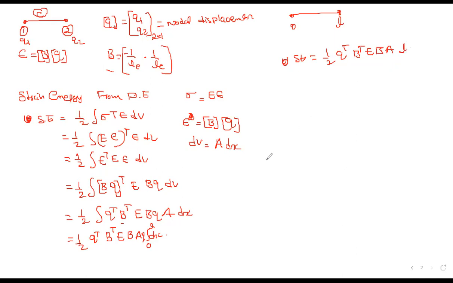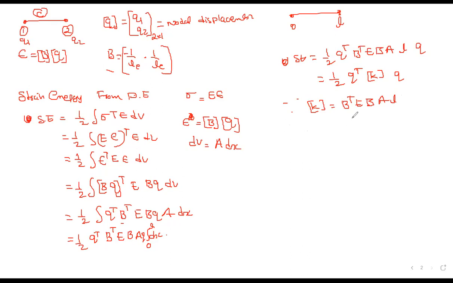If you do the integration of dx, you're going to get x, where x is 0 to L. If you substitute this one, you're going to get L. Therefore, the Q will be present, and this can be written in terms of half into Q transpose into stiffness matrix K into Q. Since K would be equal to B transpose into Young's modulus into B into area into L. So if you multiply this one, you're going to get the stiffness matrix.